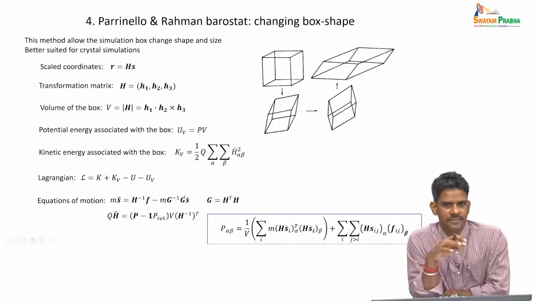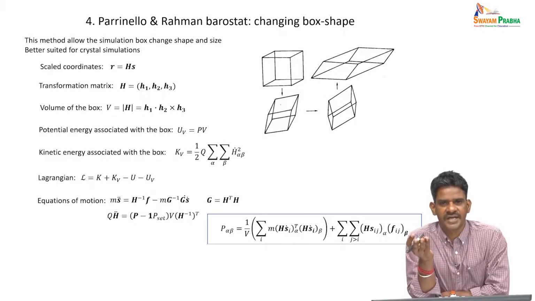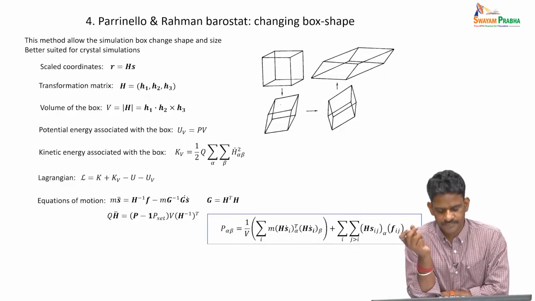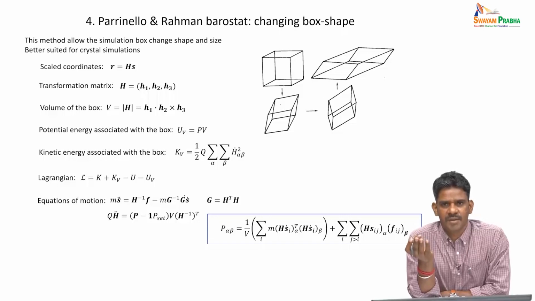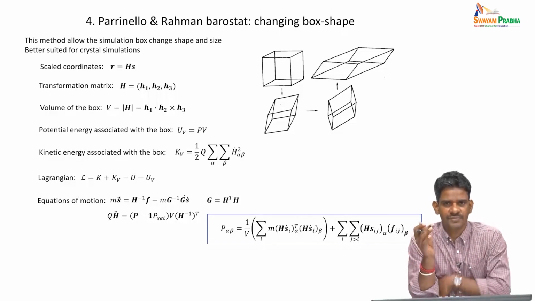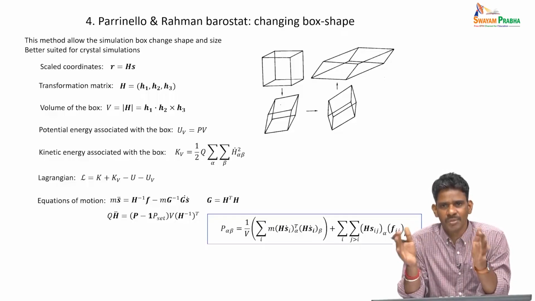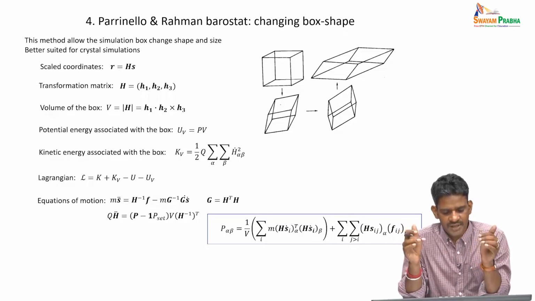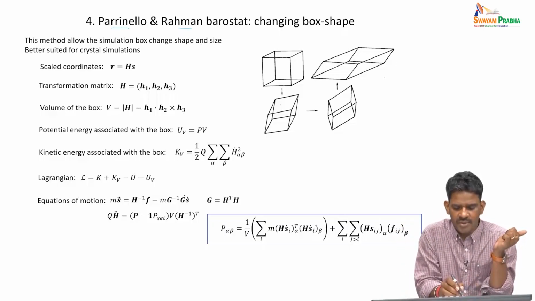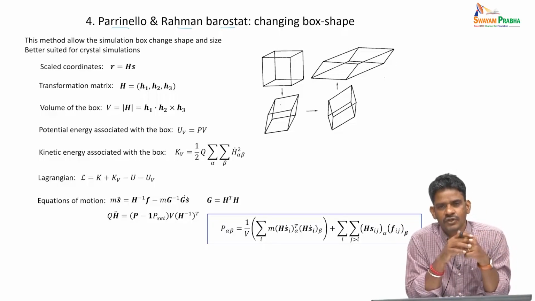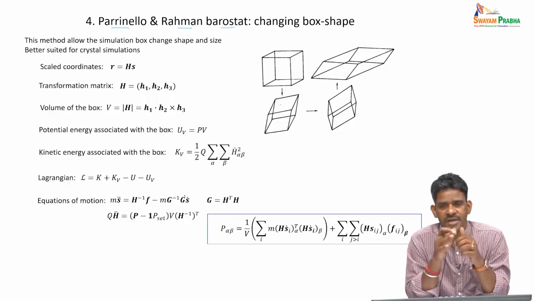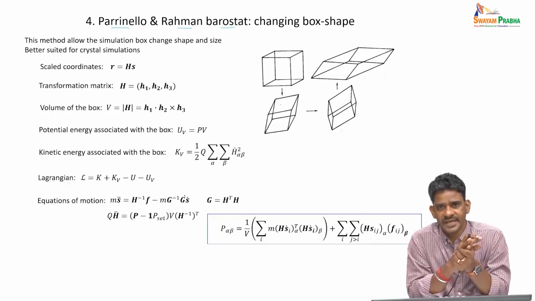Now, the previous methods such as the Berendsen barostat, Andersen barostat and Nosé-Hoover thermobarostat, all of them think about this box having a fixed shape, that is a cubical shape. We allow only the size variations. But now there is another barostat known as the Parrinello-Rahman barostat, which also allows you to change the box shape in addition to the box size.